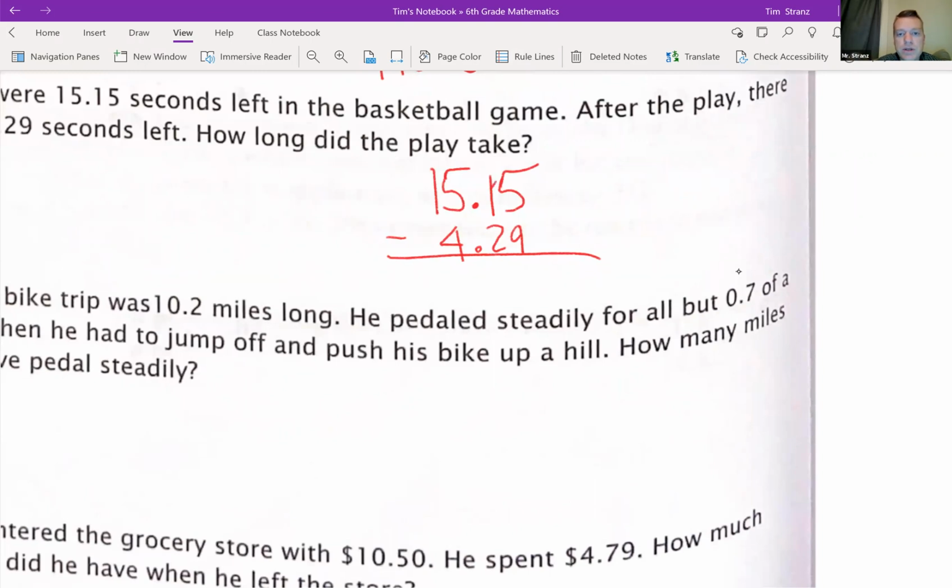go over here, borrow this. That's going to be a 0. 15 minus 9 is 6. Okay, I need to go over here, borrow this. That's going to be a 4. 10 minus 2 is 8. 4 minus 4 is 0. 10.86 seconds.